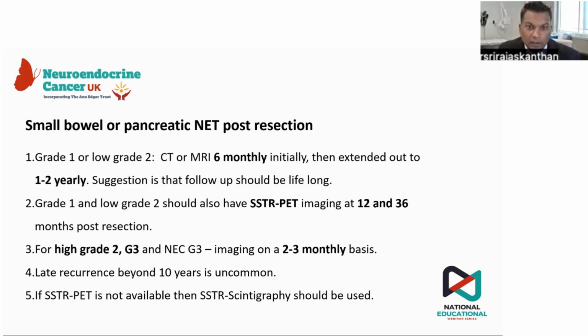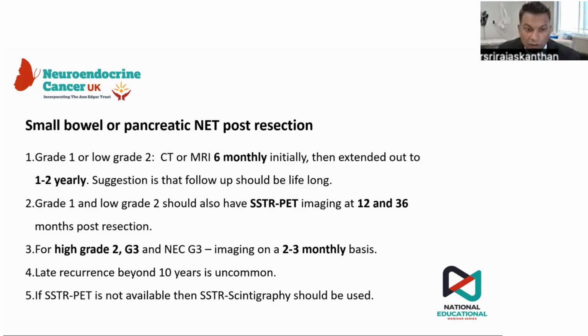Moving on to the small bowel or pancreatic neuroendocrine tumours. If you've had a curative resection, as in all visible disease has been removed, and it's a low-grade tumour, then ENETS recommendation is 6 monthly scans, and after a few years, this can be extended out to 1 to 2 years. There's a suggestion again that this should be lifelong. However, there are practical considerations here. Again, they've suggested for the grade 1 and low grade 2 tumours that you have either somatostatin receptor PET, so either a gallium dotatate PET, or if that's not available, an Octreoscan at year 1 and year 3 post-resection.